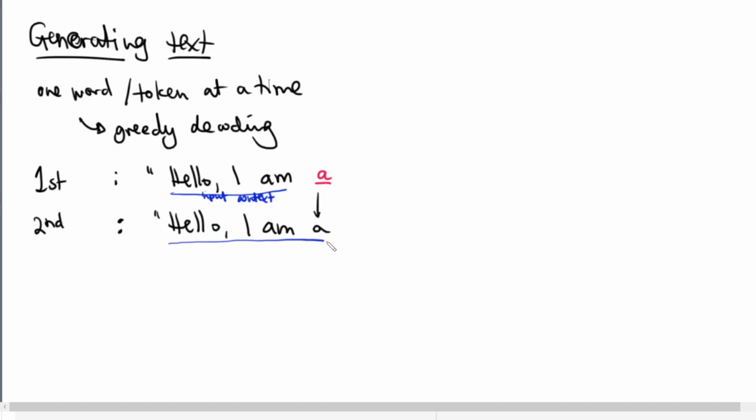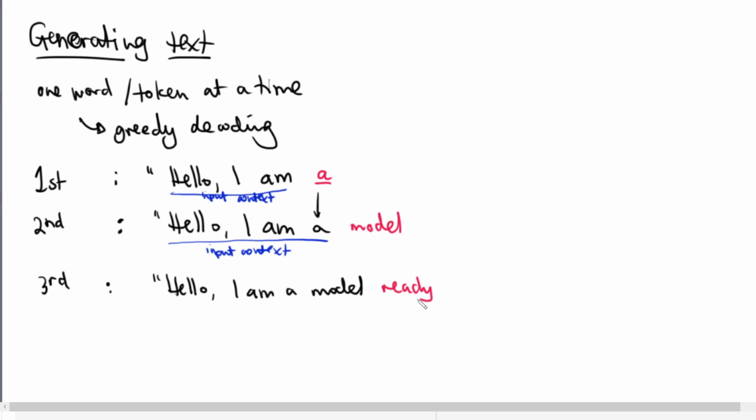Now in our second iteration, that predicted token or word becomes part of our input context that then goes into the model again. And when it goes into the model, we're going to predict, maybe, "model." That's the next prediction, right? And then it creates the third iteration, which is going to be "hello, I am a model." And after it does that, maybe it predicts "ready" as the new word.